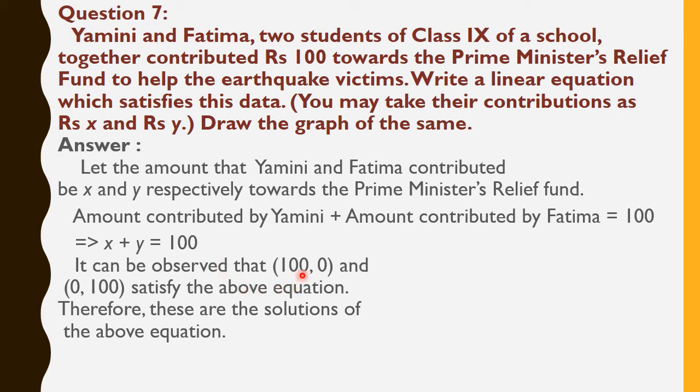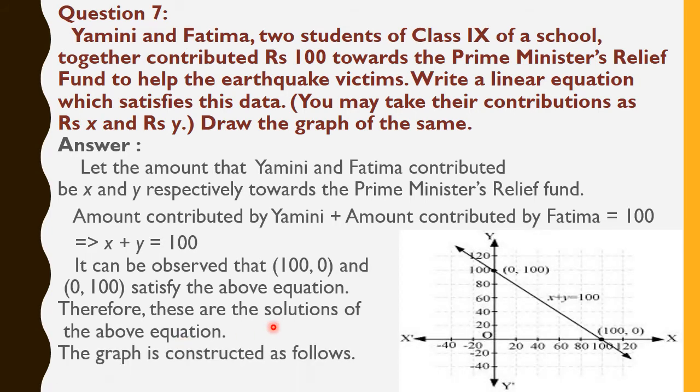It can be observed that (100, 0) works. So if we take the value of x as 100, then y will come out to be 0. And if we take the value of x as 0, then y will be equal to 100. So from there we can say that (100, 0) and (0, 100) satisfy the above equation. We can also write it in tabular form. Therefore, these are the solutions of the above equation.